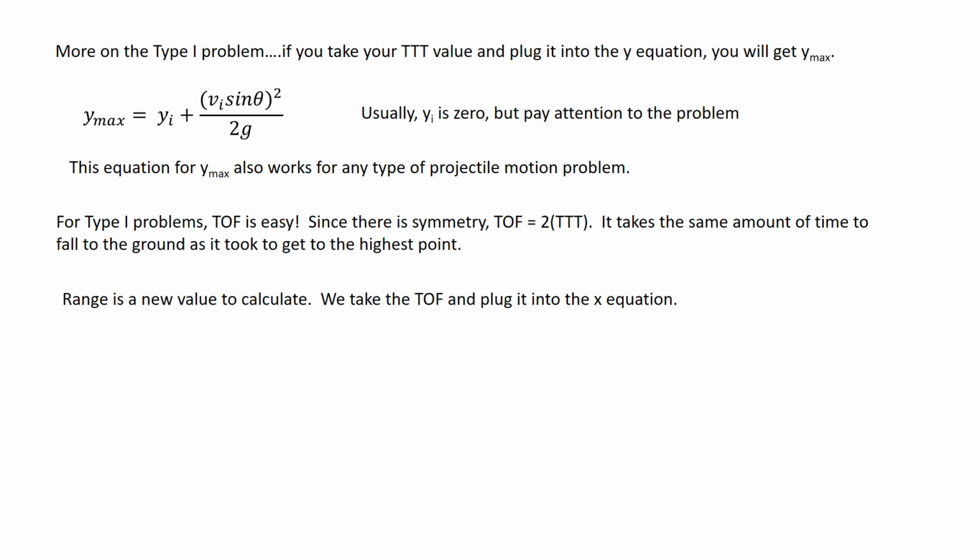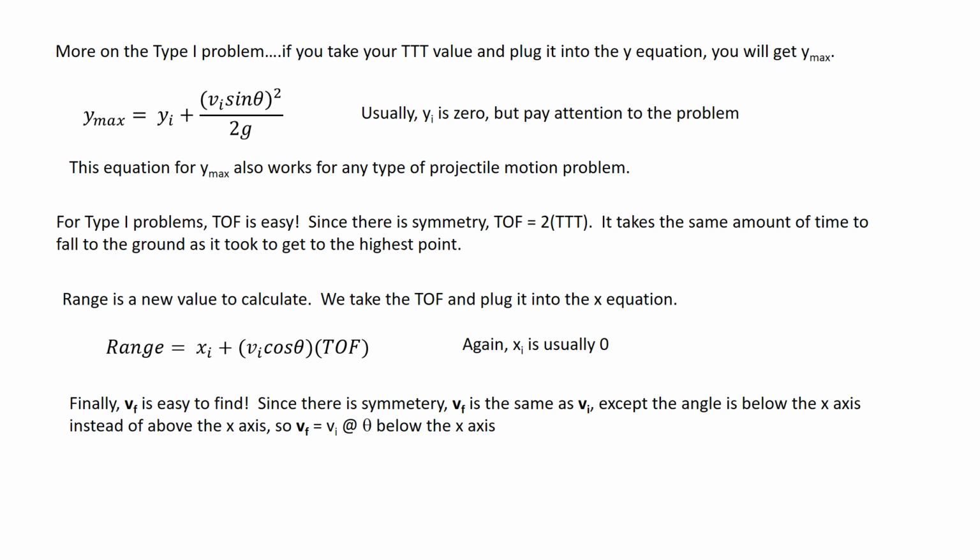Range is the value that x takes on after the time of flight. We'll just take the time of flight value that we calculate and plug it into the x equation. So range will equal x initial plus Vi cosine theta times your time of flight. Again, your x sub i is usually 0, but just pay attention to that.